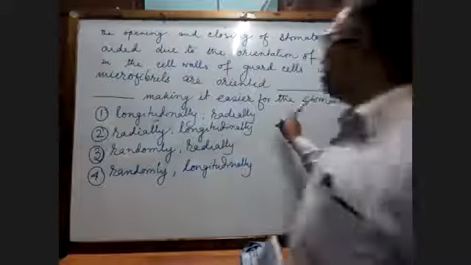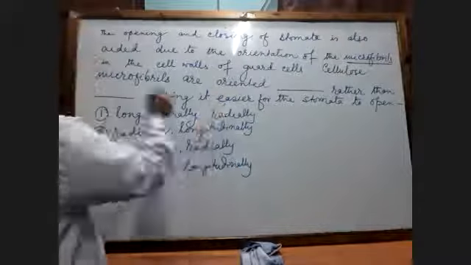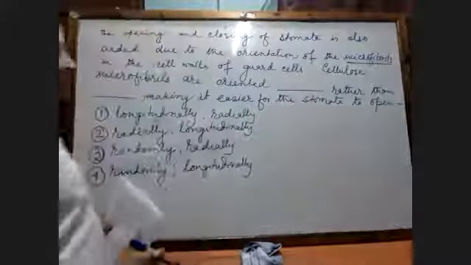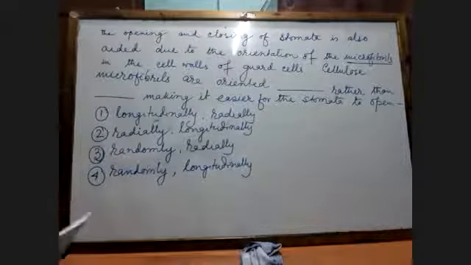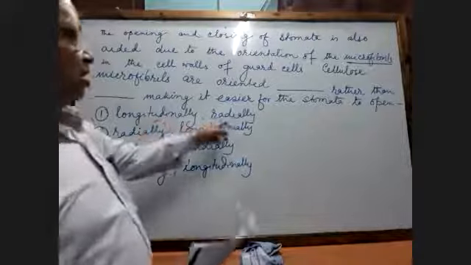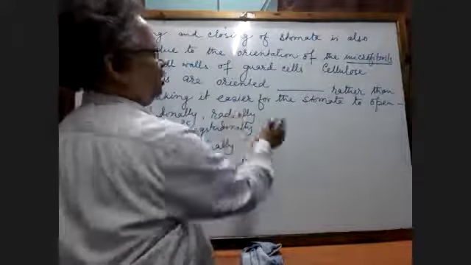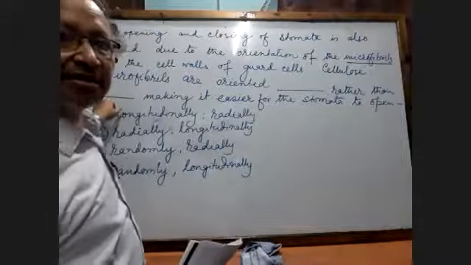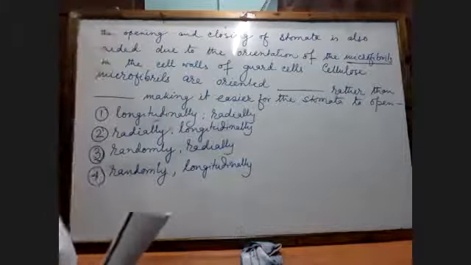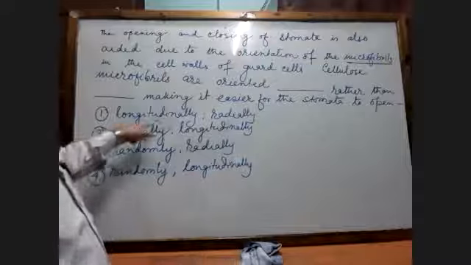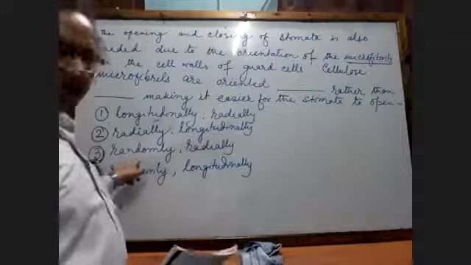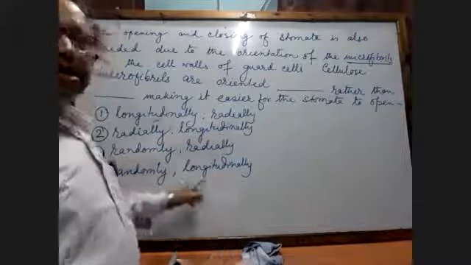So what is the orientation of the microfibril in the guard cell wall? That is also helpful. Here the cellulose microfibrils are oriented dash rather than dash, making it easier for the stomata to open. Is it longitudinal or radially? Then which one will be in which gap? So longitudinally, radially; longitudinally, or randomly; radially, or randomly; longitudinally.